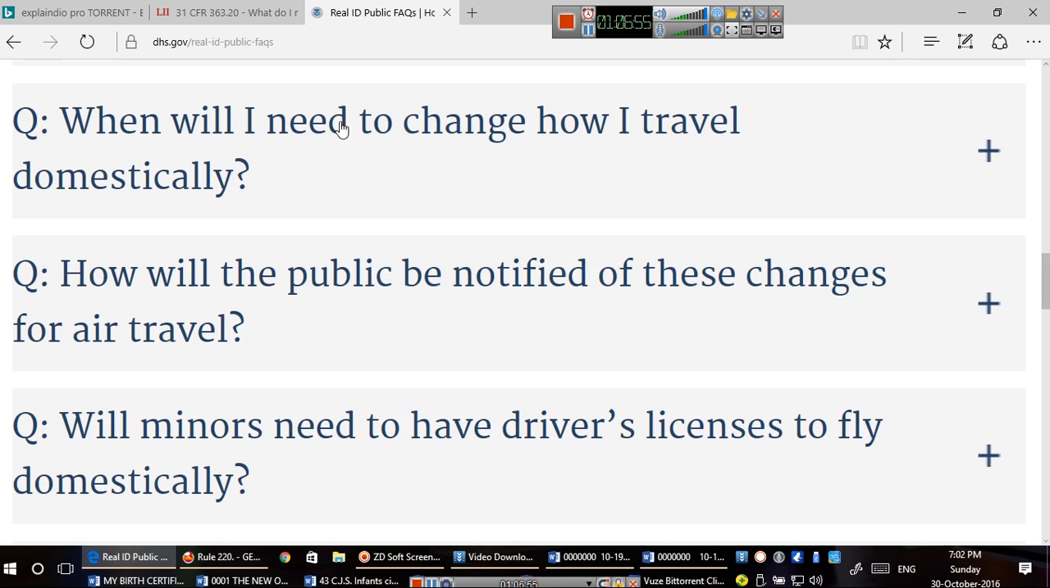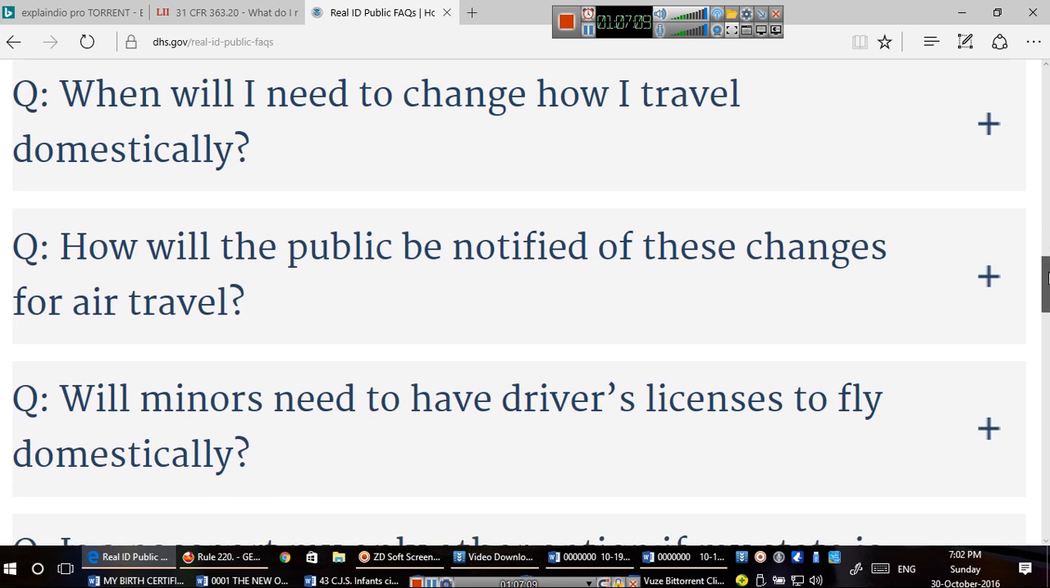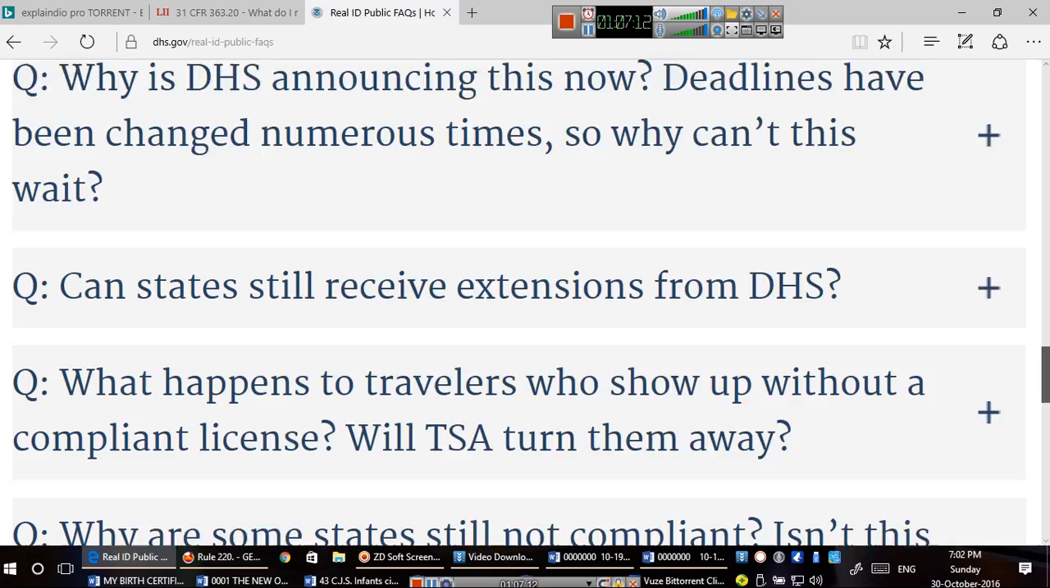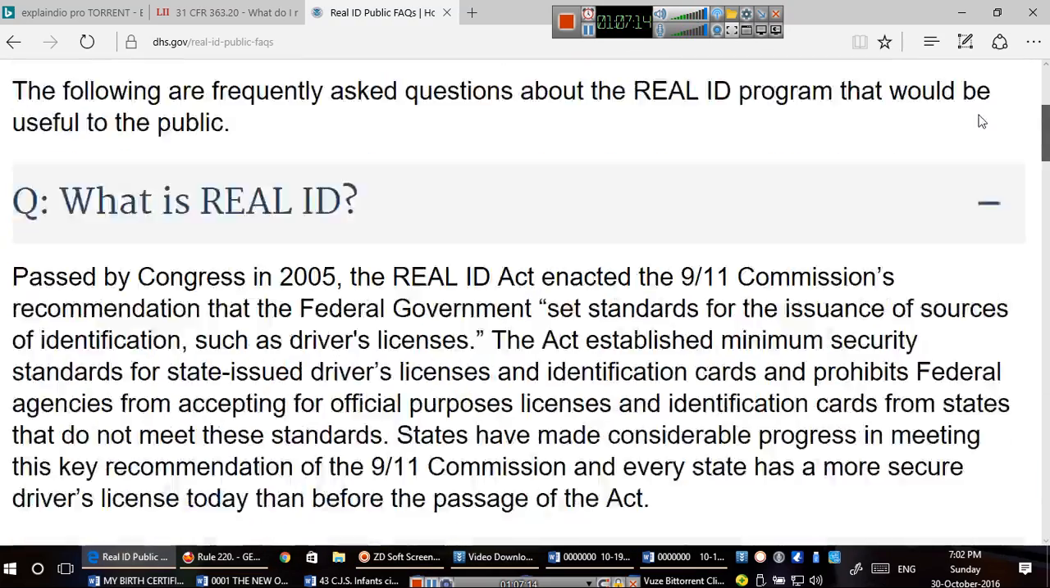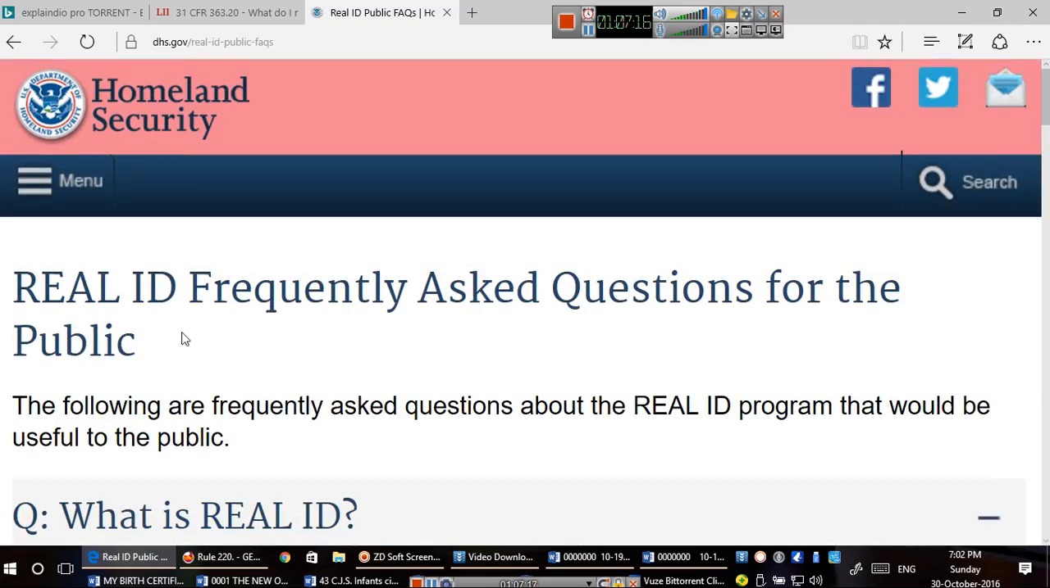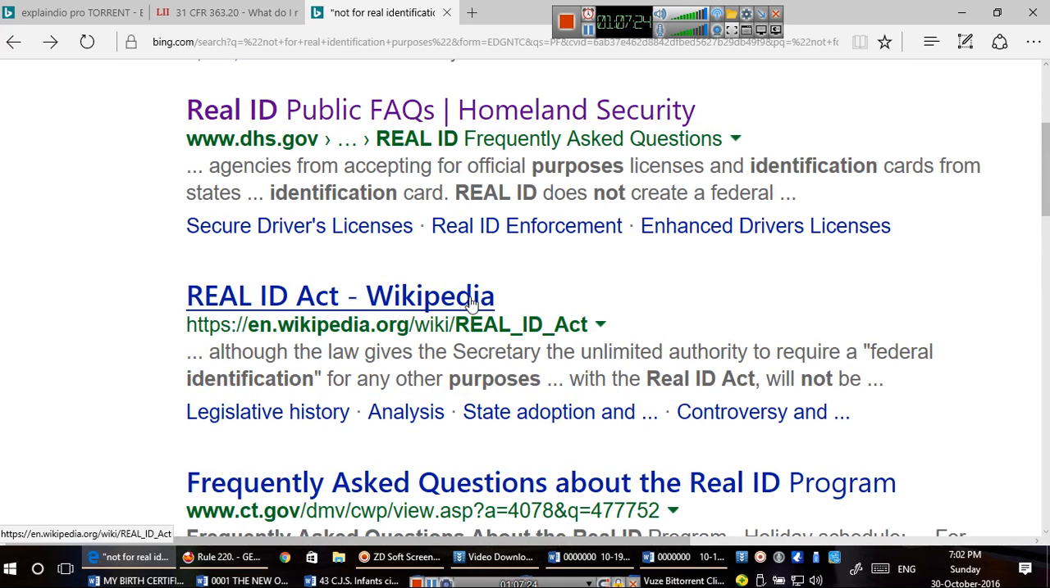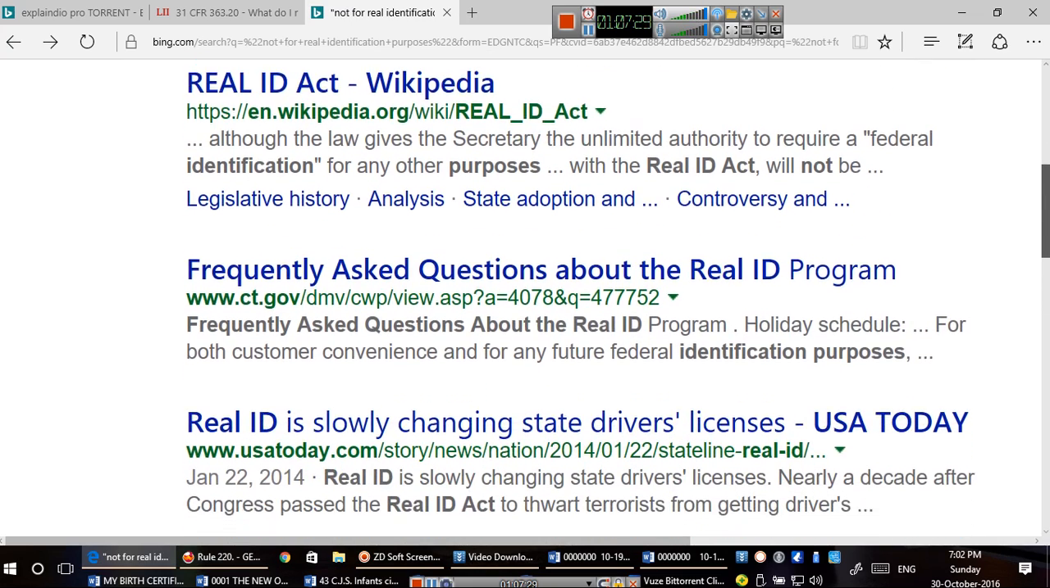When will I need to change how I travel domestically? How will the public be notified of these changes for air travel? Will minors need to have a driver's license to fly domestically? These are all the questions, but they're not all about the Real ID thing. Okay, so we do know that the Real ID pertains to the so-called Patriot Act. And I do know that I got this ID and that they put that on there because of the void.